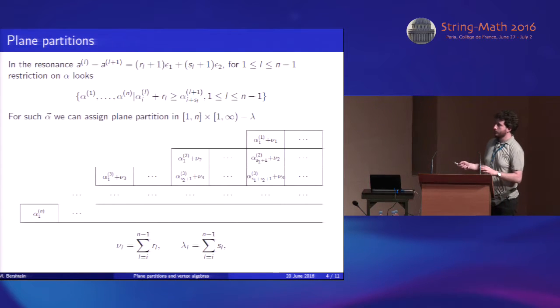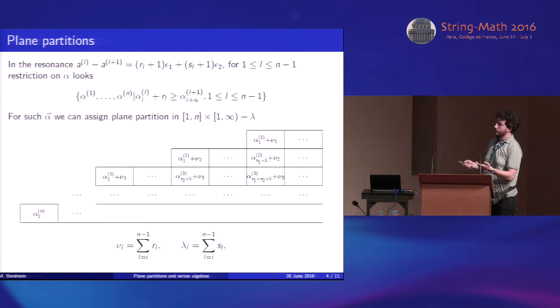a plane partition. So here on the first row, I draw the first partition alpha 1, alpha 1, 2, and so on, shifted by a certain number nu 1. On the second row, I draw the second partition alpha 2, alpha 3, and so on, alpha n. Now, these shifts, nu 1, nu 2, and so on, are given in terms of these numbers r, such that the difference between nu 1 and nu 2 is just r1, and so on. And these shifts are given in terms of these numbers s.